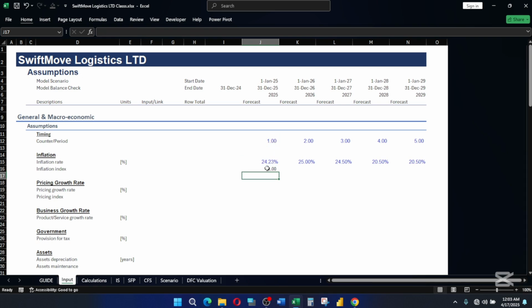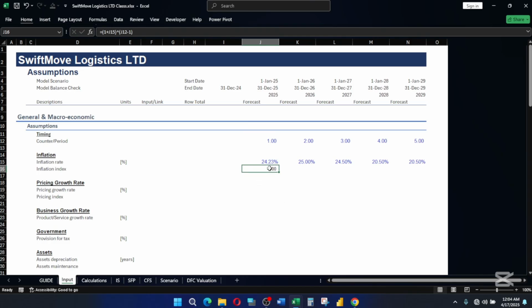Now this is going to be our inflation, and we are going to put this in our multiple style, right? Sorry, there's a mistake here. Let me repeat it again. We have open bracket 1 plus the inflation rate, close the bracket, raised to the power of open bracket the counter, which is the period, minus 1, close the bracket, and enter. So that is what we have.